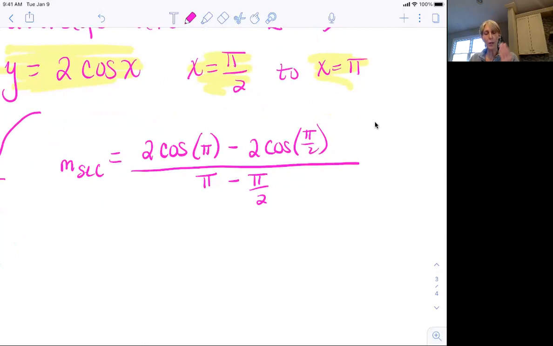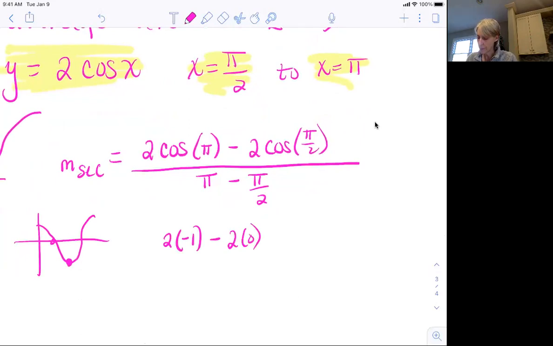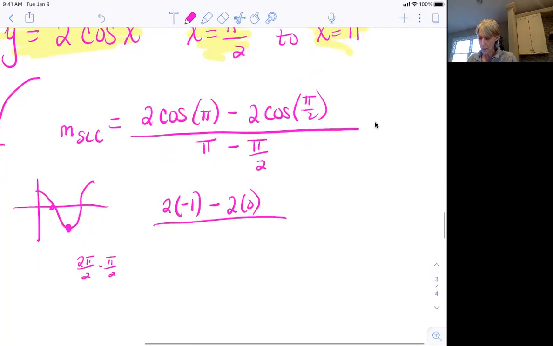Now I'm just evaluating this. What is the cosine of pi? Not even going to look at my original. I'm just going to think about my cosine graph. The cosine of pi is -1. 2 times -1 minus 2 cosine of pi over 2 is 0. Pi minus pi over 2, so that's 2 pi over 2 minus pi over 2, if you want to think of it that way, right? Because if I want to subtract that, 2 pi over 2 minus pi over 2 is just pi over 2.